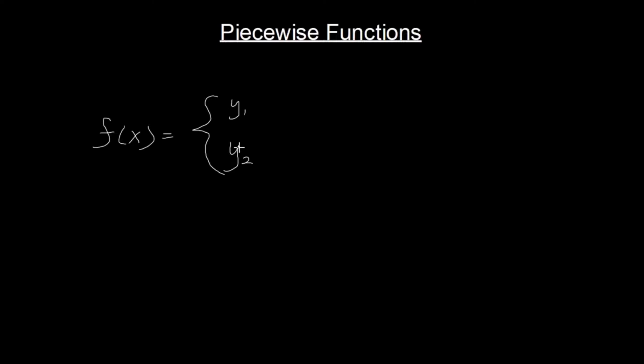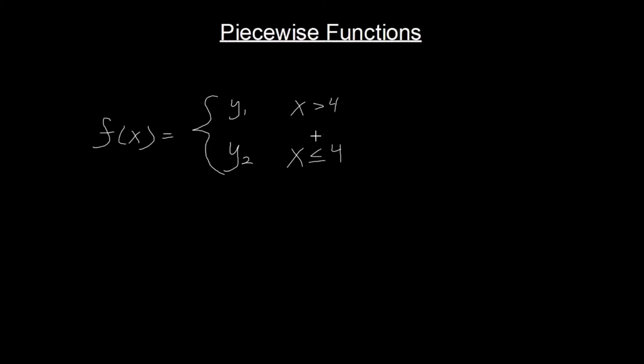But what makes a piecewise function different is this isn't the whole y1. We'll usually have some sort of domain restriction off to the side here. So for example, we might say x is greater than 4. What that means is our function f of x looks like y1 whenever x is greater than 4. And then the other domain restriction that we have is typically going to be something like less than or equal to 4.